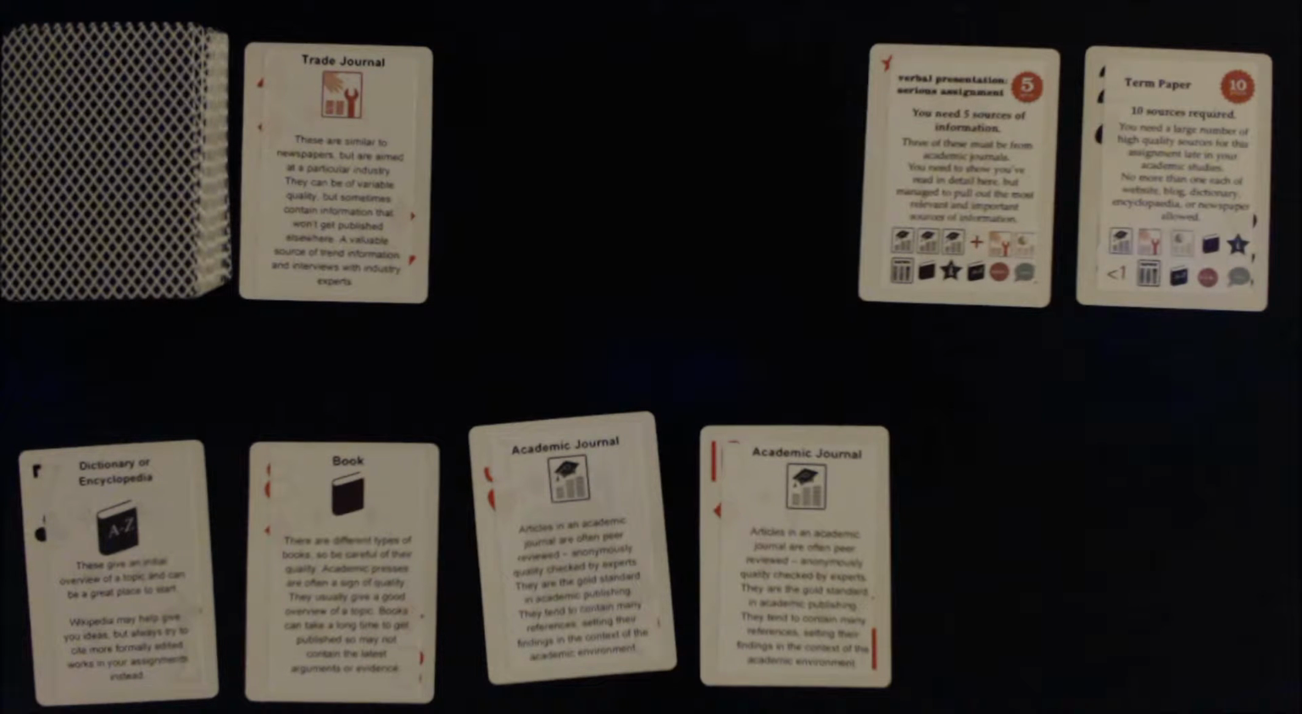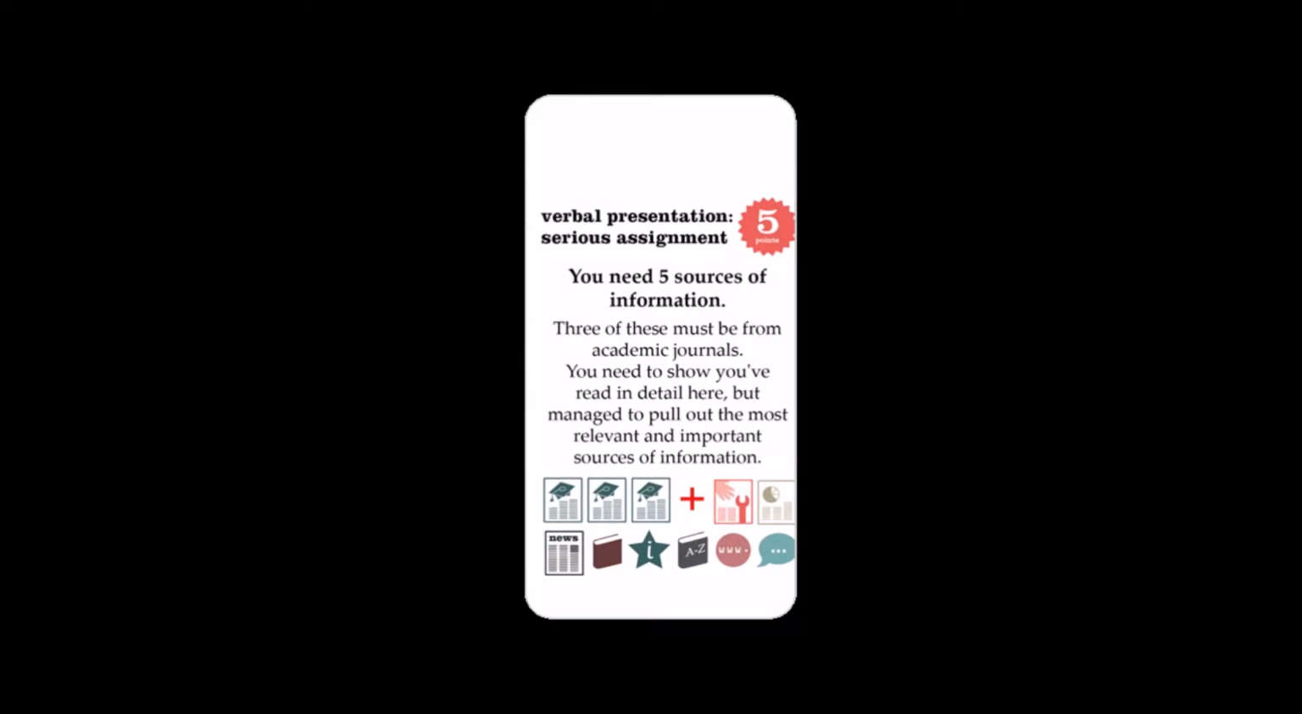Since there's a lot of information on the assignment cards, let's quickly have a closer look at the assignment card. In Sources, there are a number of different assignments for you to complete. The number and diversity of sources needed to complete them depends on the difficulty of the assignment. Let's look at what information you are given on an assignment card. Name of the assignment. This tells you what assignment you are trying to complete. These range from verbal presentations all the way to term papers.